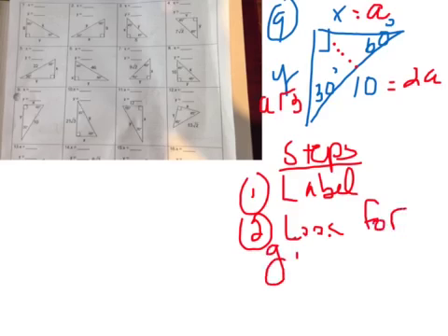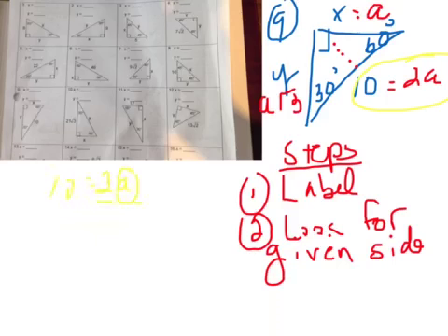There's only one side they're going to give me usually. That's the whole point of these, is that you only have to know one side. And so if I look, I can see that it's this one right here. 10 is equal to 2a. Well, if 10 is equal to 2a and I want to know what a is, I could divide both sides by 2 and find out that a is 5. So a is 5. That's what x is. So now I know that x is 5.